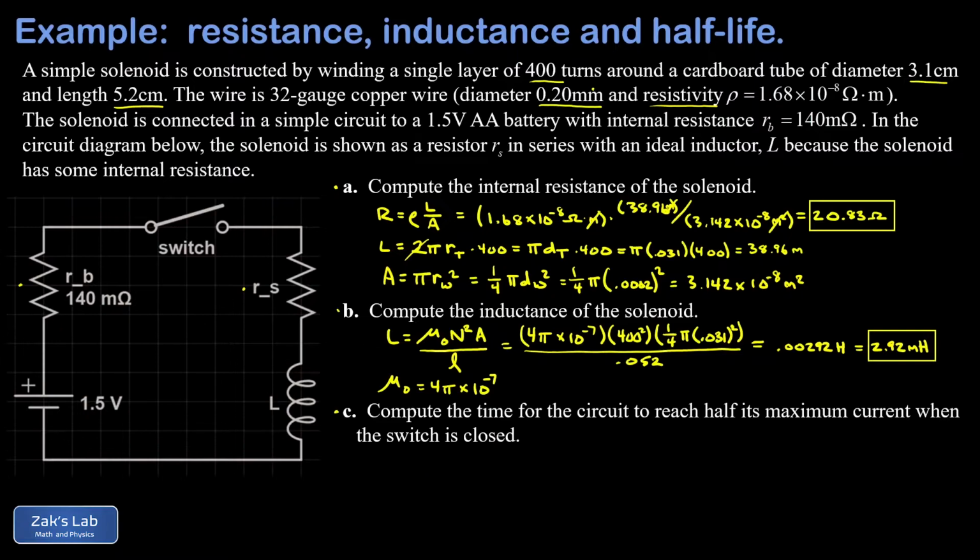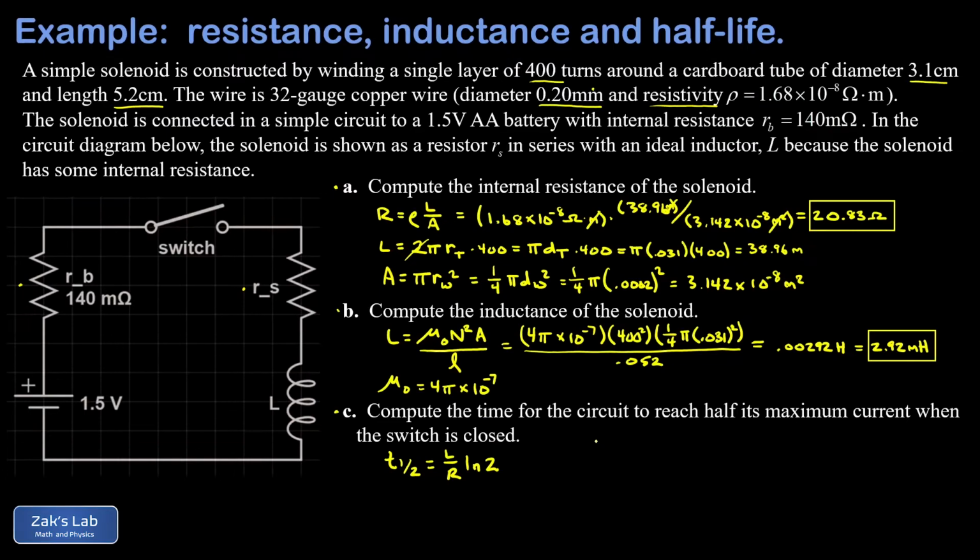Finally, in part C, we want to compute the time for the circuit to reach half its maximum current when the switch is closed. So this is just the half-life for this LR circuit. And we have a standard formula for that, and I'll post a link to where it was derived. That's L over R natural log 2. That's the time for the current to reach half its maximum value. Also, when you turn the circuit off, it's the time for it to get halfway back to 0.